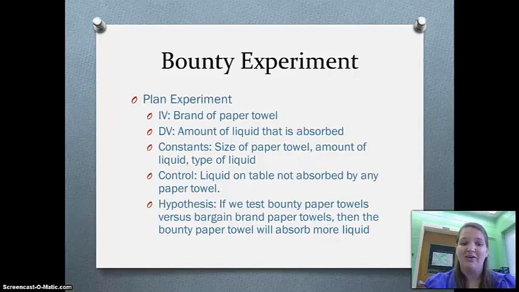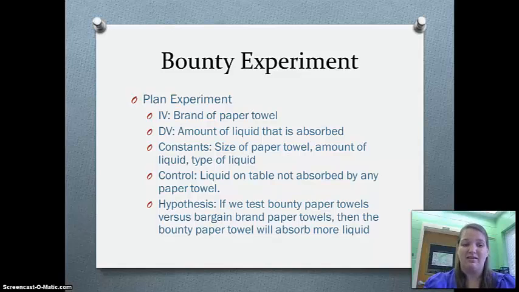Next is the control. The control, remember, is what we compare our results to. In this case, we would probably want to leave the same amount of liquid that we're going to use. We would want to leave that liquid on the table and not absorb it by any paper towels. That way we can compare what the Bounty paper towel and the Bargain brand paper towel absorb.